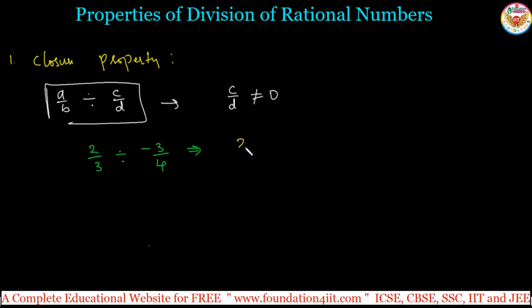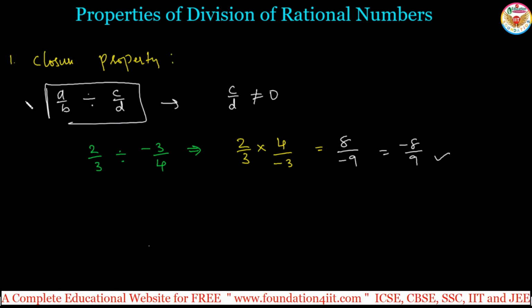That is the closure property. Let us check now. 2 by 3 divided by minus 3 by 4: if you keep the multiplication symbol, it becomes 4 by minus 3, right? Then you multiply: 2 into 4 is 8 in the numerator, and in the denominator 3 into minus 3 is minus 9. So obviously minus 8 by 9. 8 by minus 9 or minus 8 by 9, both are the same, but you can maintain the negative sign in the numerator. So there is no difference, both are equal. So negative 8 by 9 is also a rational number. So for division of any two rational numbers, except when the second one is zero, the result is always a rational number.